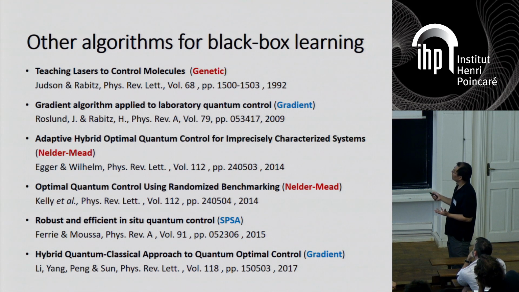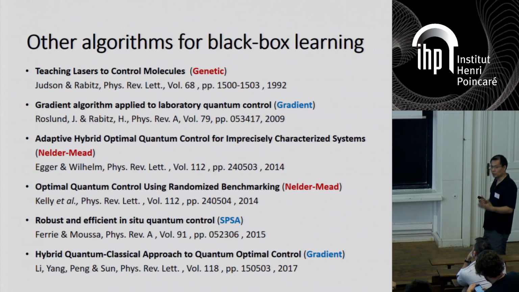Okay. And also there are some other gradient algorithms. This is a stochastic gradient algorithm. This is a gradient algorithm. These two ideas are very similar to this one. They just measure the gradient from the experimental data.